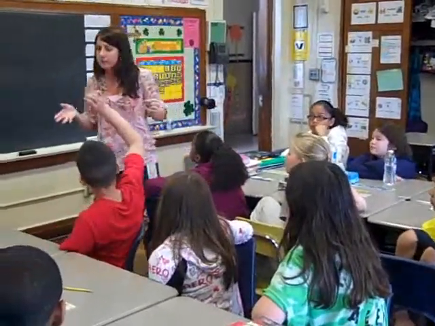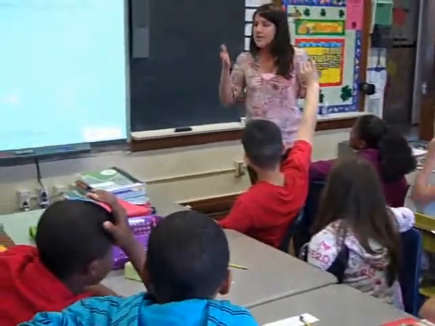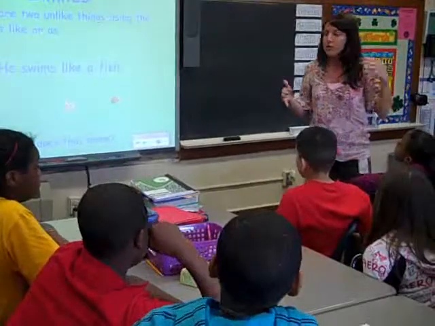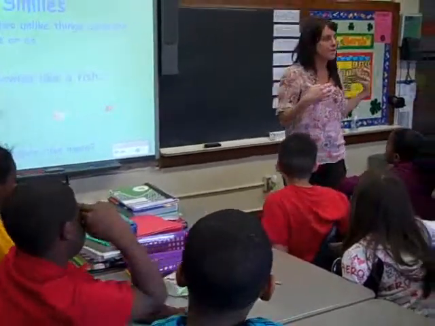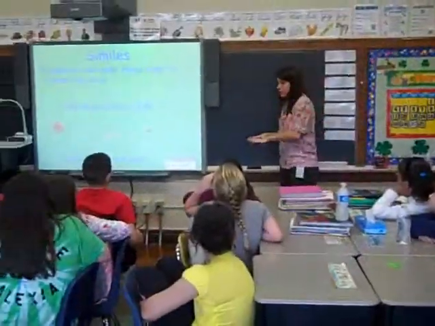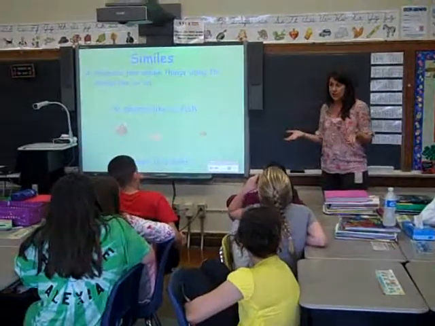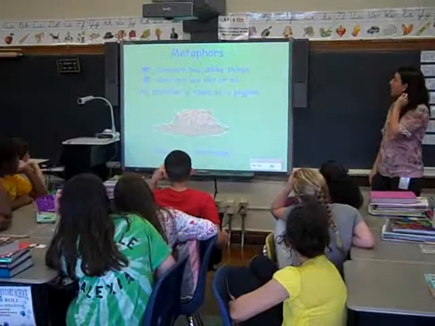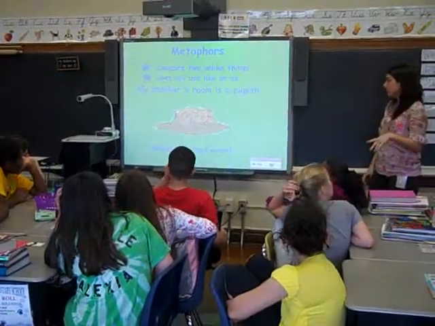How do fish swim? Do they swim above water or do they swim underwater? Underwater. Do fish swim fast or do they swim slow? Like a fish because he swims underwater, he swims fast, and he's not afraid of the water. One second, Kevin. Metaphors compare two unlike things. Does not use like or as.